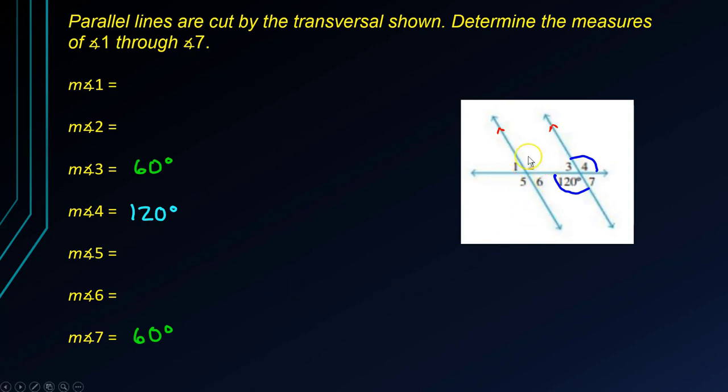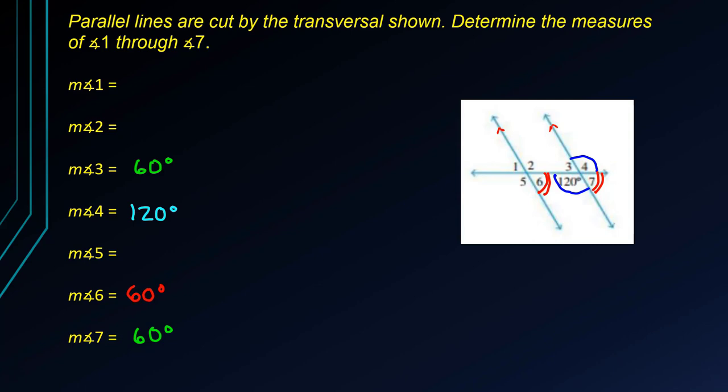Moving on to the next intersection, I don't know any of these angle measurements yet, but I do know that because they are parallel lines there are some angle relationships between angles in this intersection and angles in this intersection. So I chose one of those relationships. So angles 6 and 7 would be congruent to each other because they would be corresponding angles. And since we already know that angle 7 is 60 degrees, that means that the measurement of angle 6 would be 60 degrees as well.